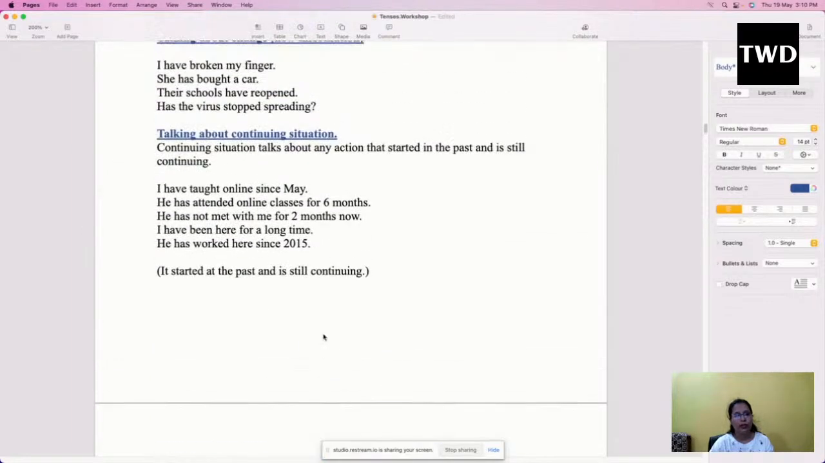So, coming back to these examples, I have taught online since May. So, here we are showing the particular month from when we had started. Okay, and so we have used since here. Next sentence, he has attended online classes for 6 months. This is the duration of the time we are showing, and that's why we have used for here.